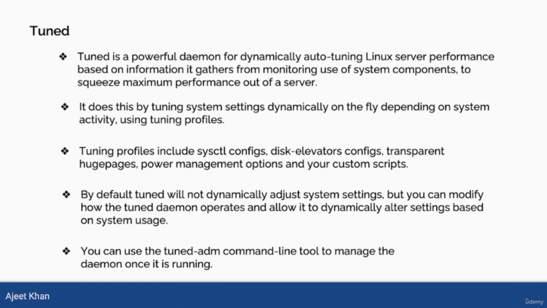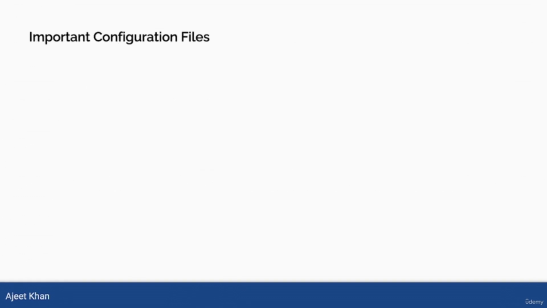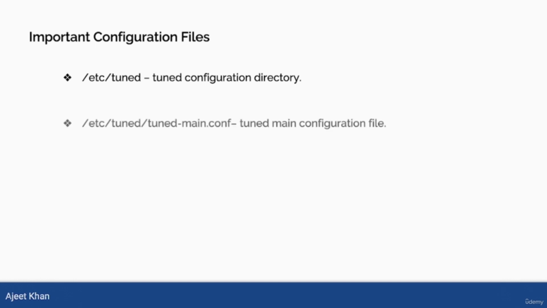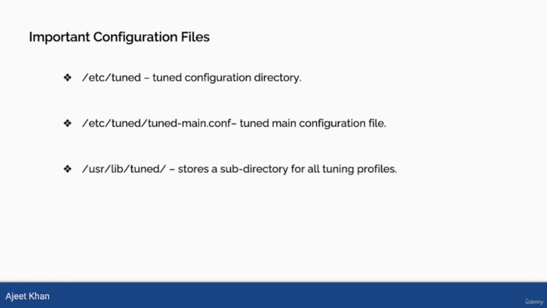Once it is installed, you will find the following important Tuned configuration files. /etc/tuned is the Tuned configuration directory, and in this you will find tuned-main.conf. This is the Tuned main configuration file. Then you will have a directory /usr/lib/tuned. This will store a subdirectory for all your tuning profiles.